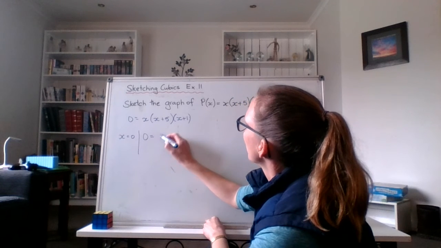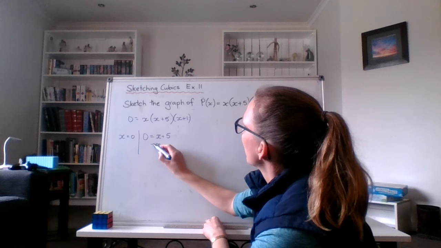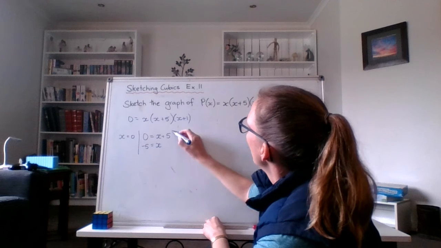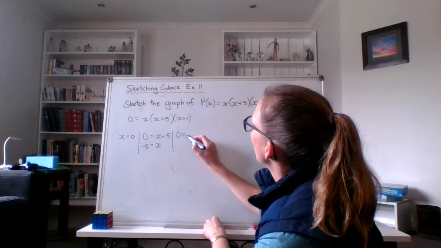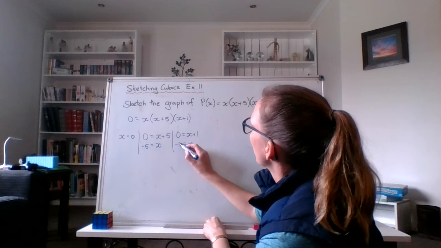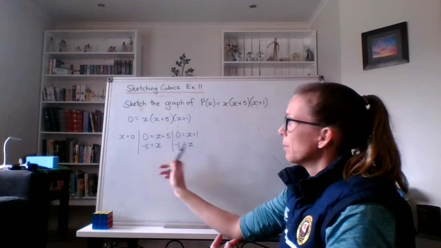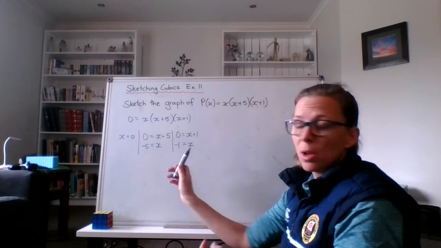0 must equal x plus 5. So rearranging that, we get x equals negative 5. And 0 must equal x plus 1. Rearranging that makes x equals negative 1. So what we've got there, we've got our 3 roots. Okay, so we found our 3 roots.